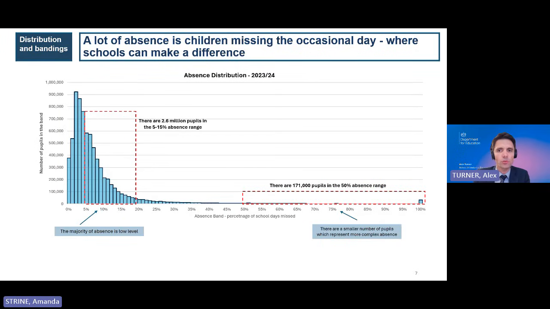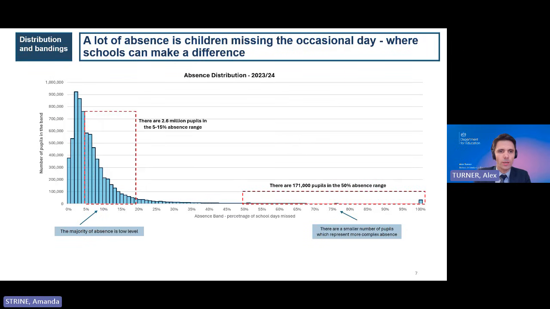This gives you the national distribution of absence in the academic year 23-24. And across the x-axis, you have all of the bands of absence. On the left-hand side, you've got children attending absolutely every day. And on the right-hand side, you've got children not attending school at all. And on the y-axis, you've got the number of children. What this tells you is that absence is at least two distinct problems.